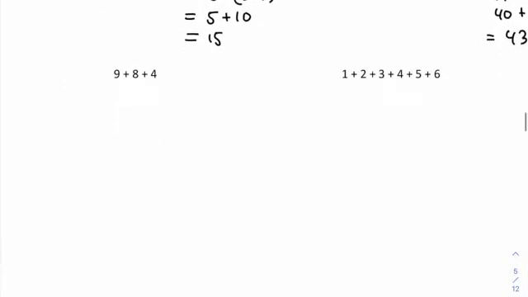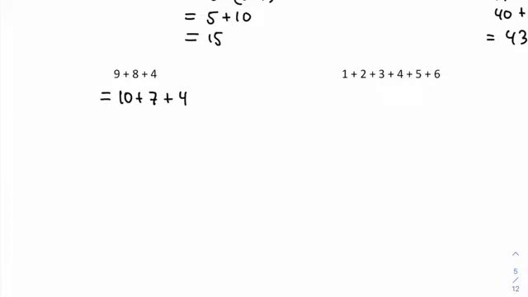9 plus 8 plus 4. One approach is to make 10s. Let's think about what I need to add to 9 to make 10. It's got to add 1 more. So this is the same thing as saying I'm going to take 1 away from that 8 and put it to that 9. So that is the same thing as doing 10 plus 7. And then we have the plus 4.